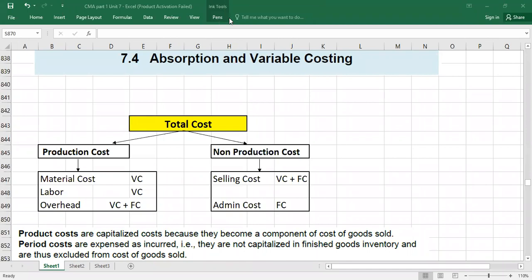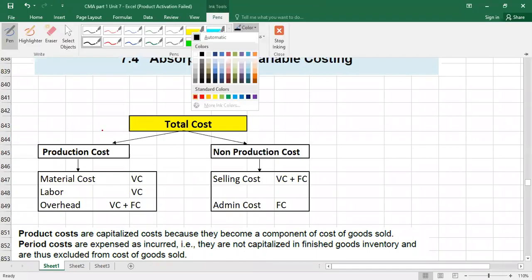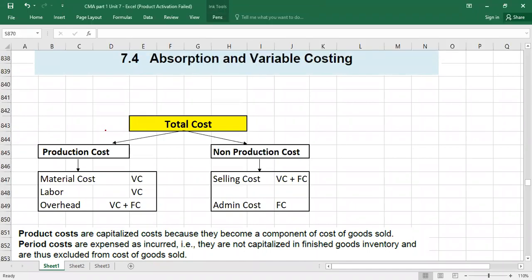So guys, today we are going to discuss the costing section again. Our main topic for today is variable costing. Variable costing is also called marginal costing. It's also called direct costing as well. So here we go. We studied last time that we have a total cost.